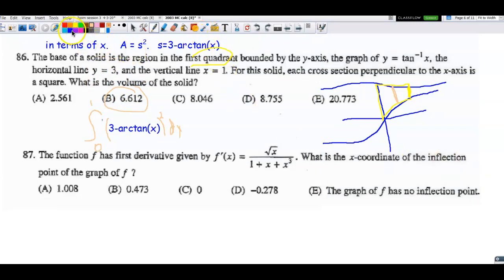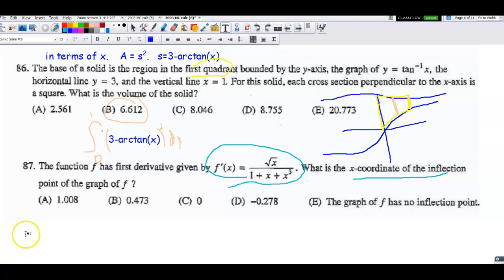Number 87. In number 87, we have a function. We have the first derivative given here, and we want the coordinate of the point of inflection. So you need to remember that when f prime of x has a local max or min, f has a point of inflection. That's your All About Me sheet. So I don't really have to go to the second derivative to figure this out.